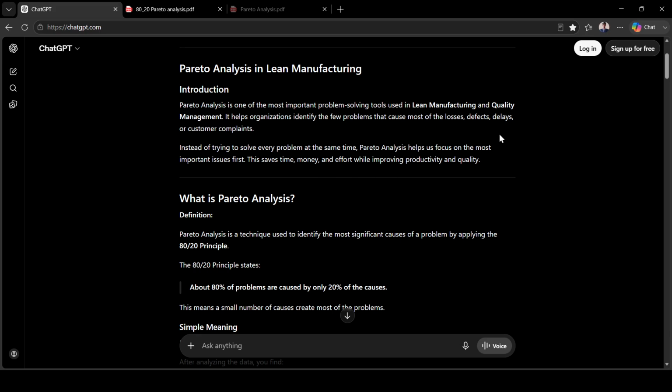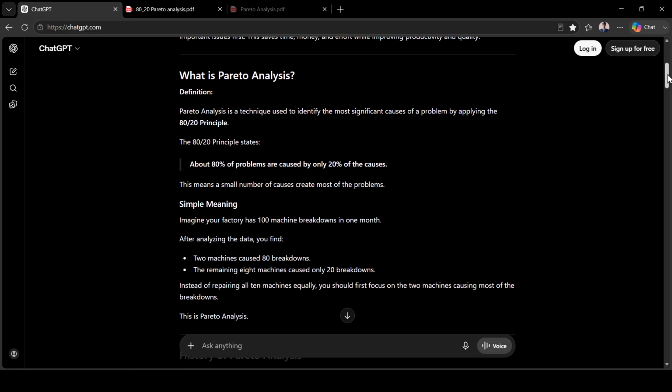So, what is Pareto analysis? Pareto analysis is a technique used to identify the most significant cause of a problem by applying the 80/20 principle. The 80/20 principle states that about 80% of problems are caused by only 20% of causes. So this means a small number of causes create most of the problems.